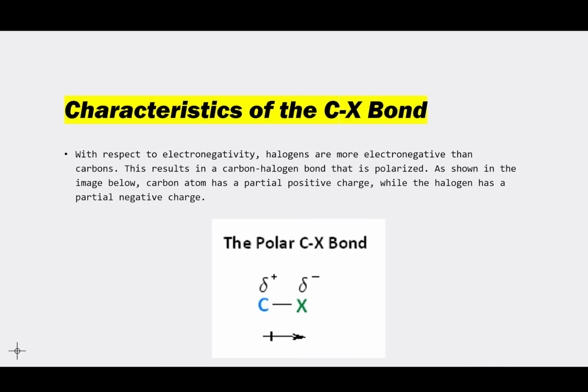With respect to electronegativity, halogens are more electronegative than carbon. Wow, how revolutionary. This results in a carbon-halogen bond that is polarized. As shown in the image below, the carbon atom has a partial positive charge, while the halogen has a partial negative charge. Everybody understands this?